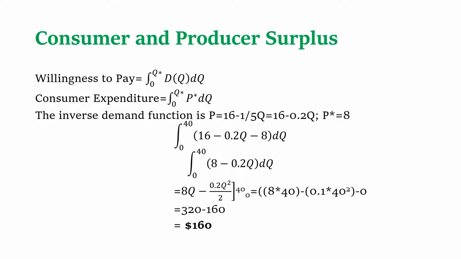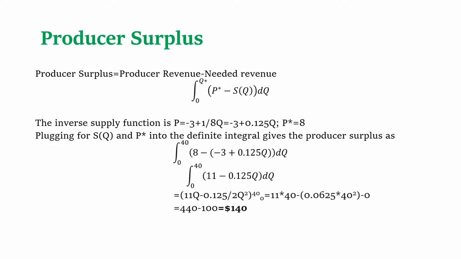The 8 is the same thing as 8Q to the power 0, which is the same thing as 8, because Q to the 0 is just 1. So 0 plus 1 over 0 plus 1, and 0 plus 1 is just 1. That's why we have 8Q. And then this one, minus 0.2: we have Q to the 1, but we have to use n plus 1 over n plus 1. 1 plus 1 is 2, so 0.2Q squared over 2, from 0 to 40. Then we solve and we have 160, okay? Then we do the same thing for the supply.